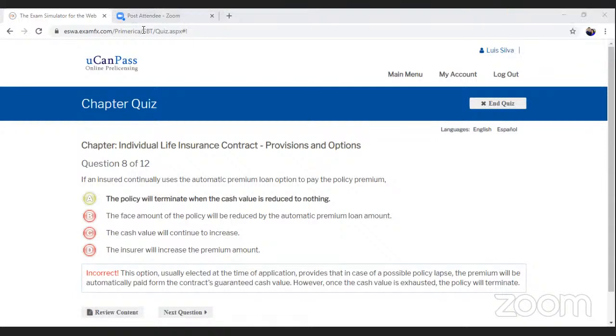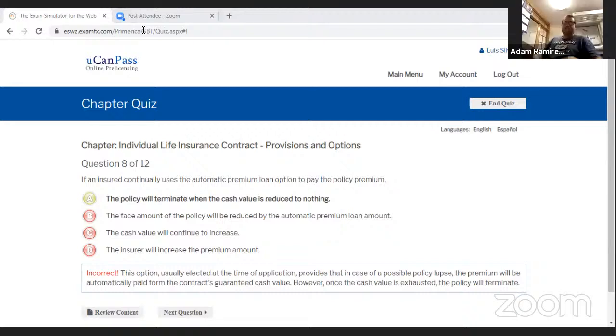You're muted. Yes. For some reason, you cut off.